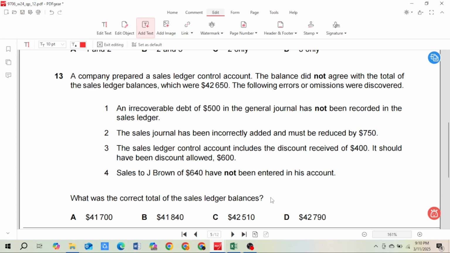So to rectify this kind of questions, we need to identify where the error is happening. If the error is in an individual ledger, then we will correct it in the sales ledger balance. If the error is with the journal or in the control account, then we'll rectify that in the control account. So for now, this error, irrecoverable debt of 500, which is not recorded in the sales journal. If I record this, it will decrease my trade receivables balance by 500.